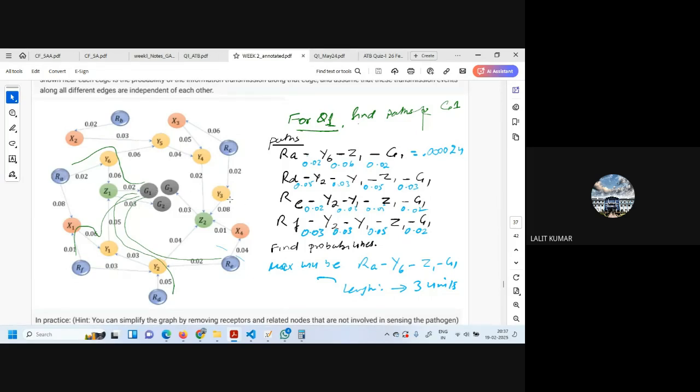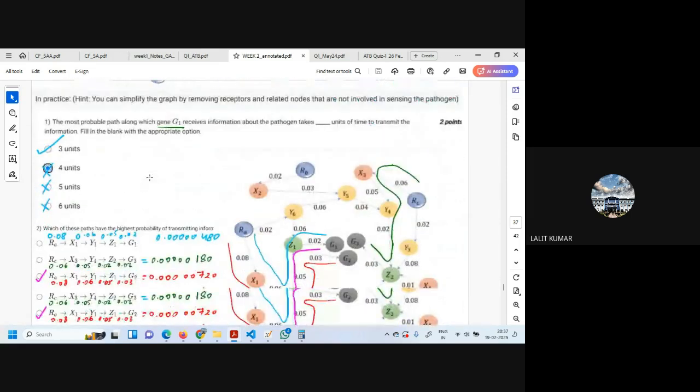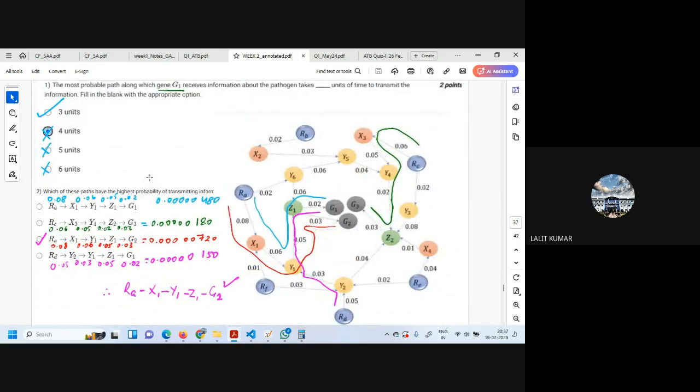Yes. Okay. Here I have given the full calculations, but it is not required. As I covered, if you can find the length, then the minimum length is the solution. Then the second question is, which of these paths has the highest probability of transmitting information? It is simple mathematics. You have to put in the probabilities, multiply them, and then you can get the answer.